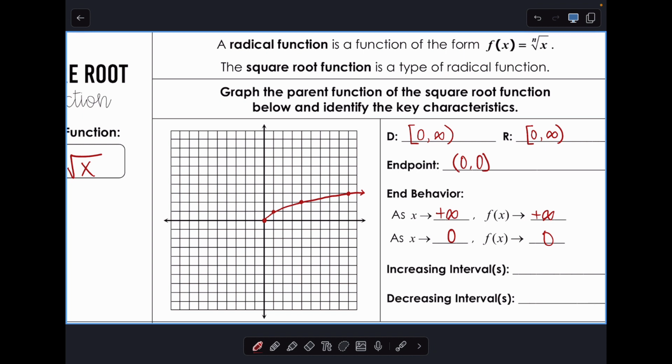For square roots, yes, typically it is going to be where the endpoint is. This might be different according to where this is. It could be underneath. It could be reflected if it's an inverse. Okay? So you want to try to keep that in mind.